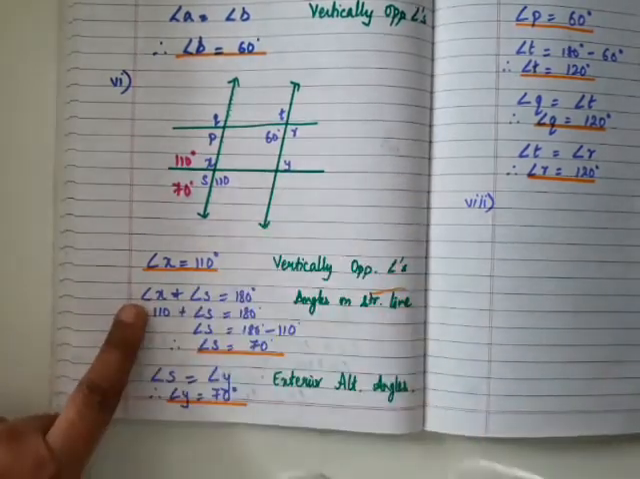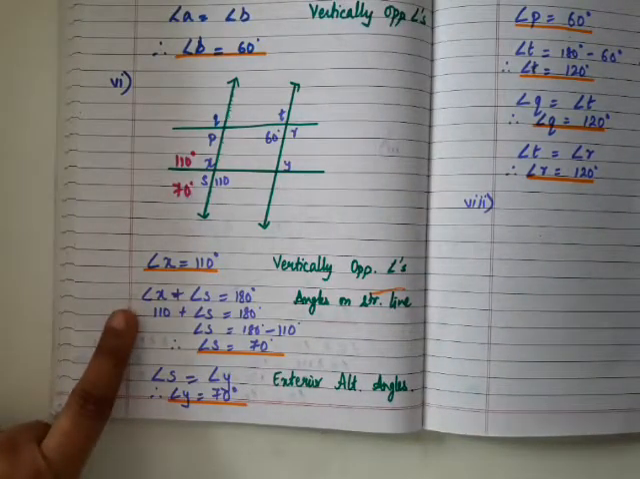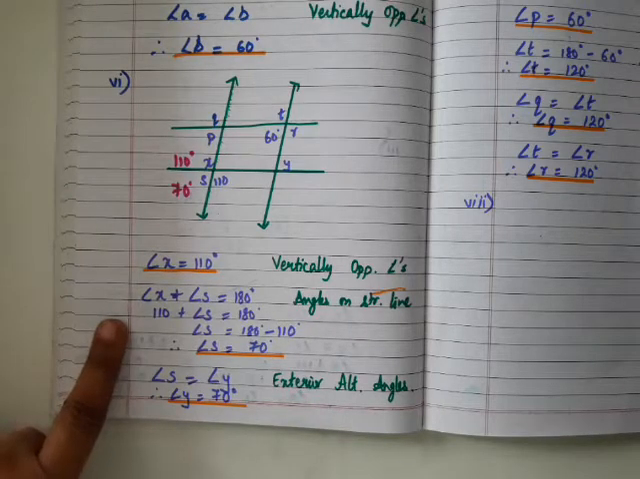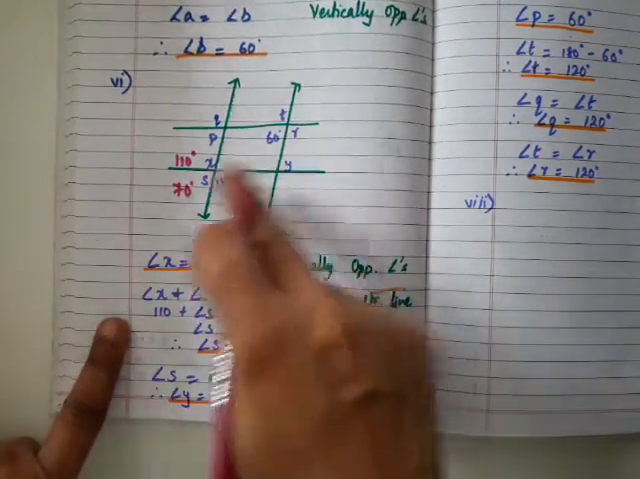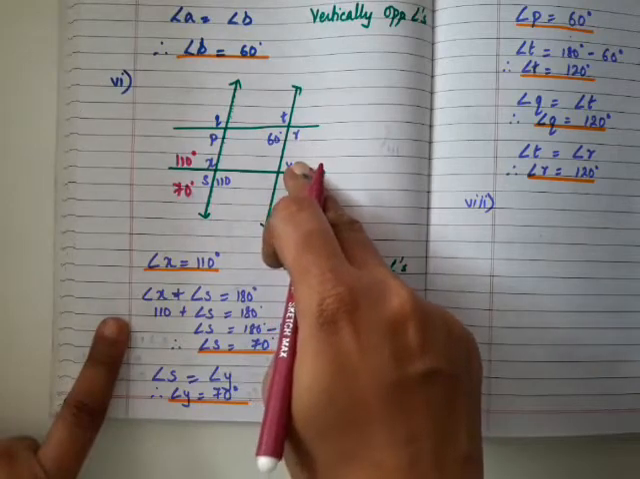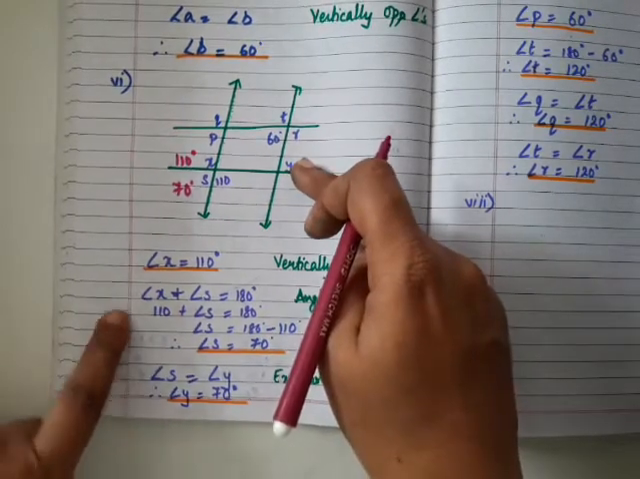X and Y, do they acquire the same position? No, they are not corresponding angles. Now search for the next way in which you can do. Now if you see here, S and Y, they are related. How are they related? They are exterior alternate angles.